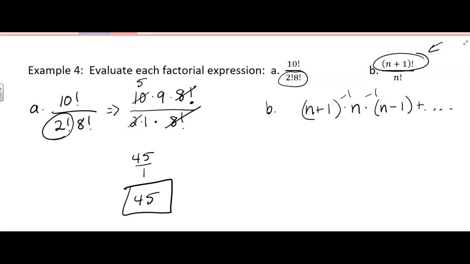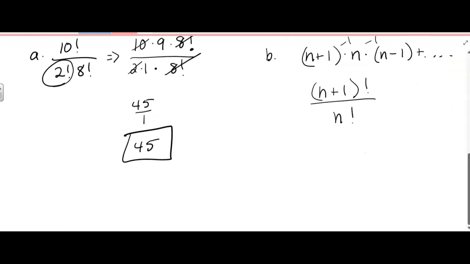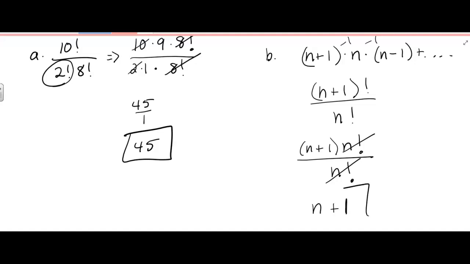So what I had was n plus 1 factorial over n factorial. I'm going to write my numerator as n plus 1, that's the first term, times n factorial over n factorial. Then those can cancel, so I just get the answer n plus 1. It's not a real number, it's an expression, but that's okay. All right, that's how those work.